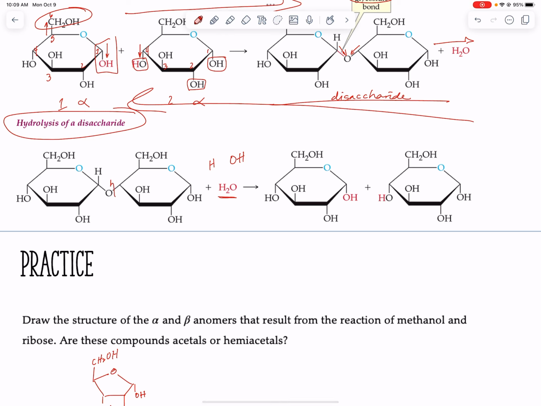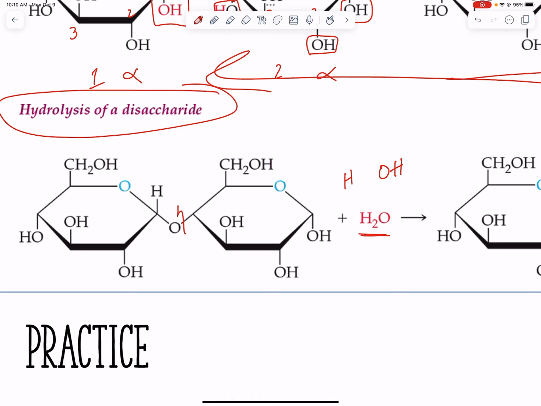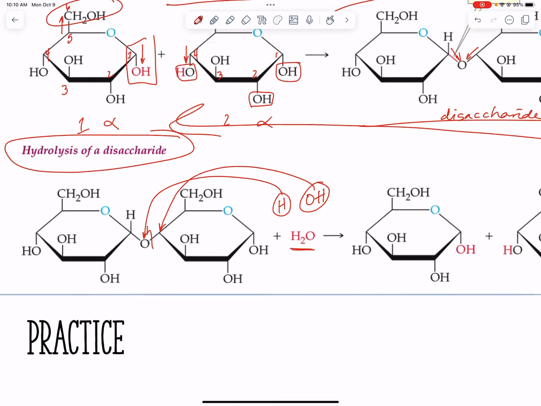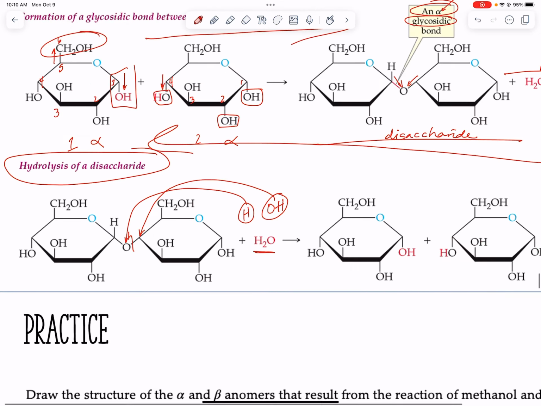We're going to break this ether bond on these carbons, and we're going to break the monomers in two, and then we're going to restore the hydrogen back on this oxygen, and the OH back on this carbon, okay? to restore our 2 monosaccharides. Okay, that's what you see over here.